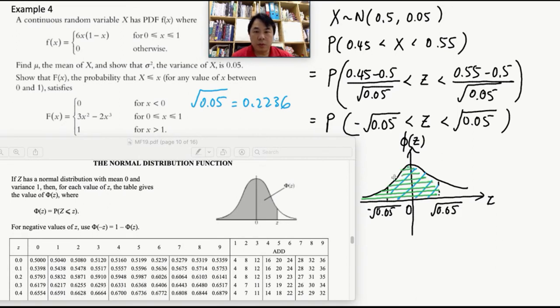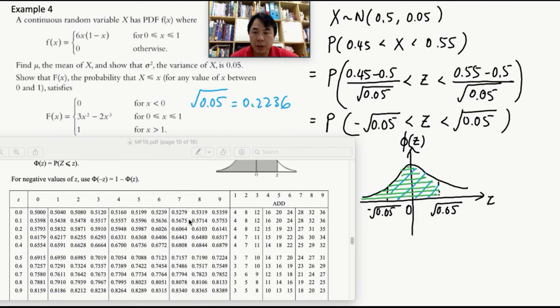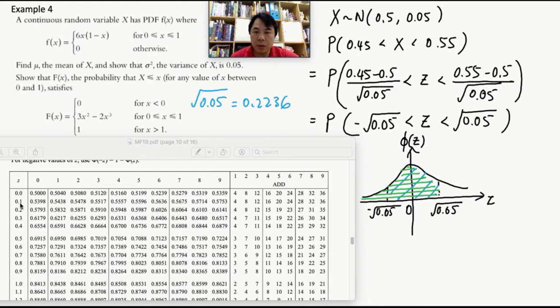Up to square root of 0.05, which is 0.2236 here. Okay, we're going to read that z-score from the normal distributions table. You can see that from this table it is 0.22. I would say this table is kind of limited in its accuracy, so maybe we can read it as 0.224 or 0.223. Let me highlight that.